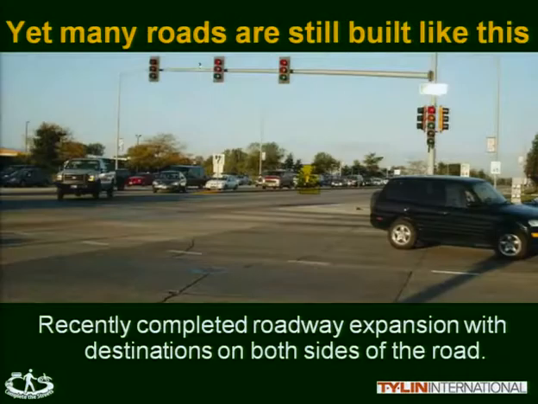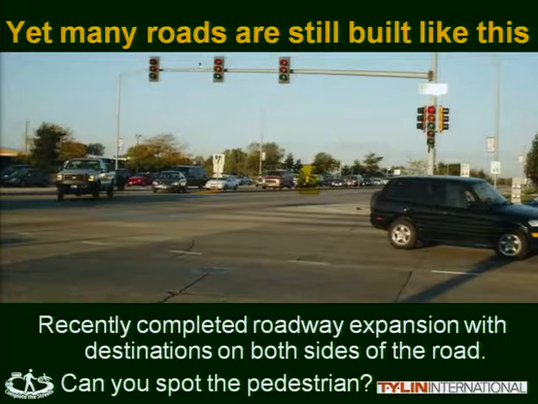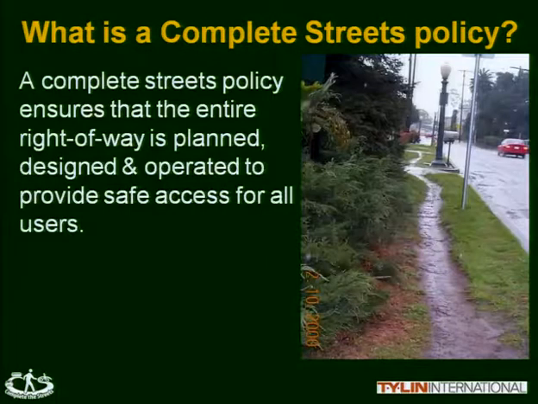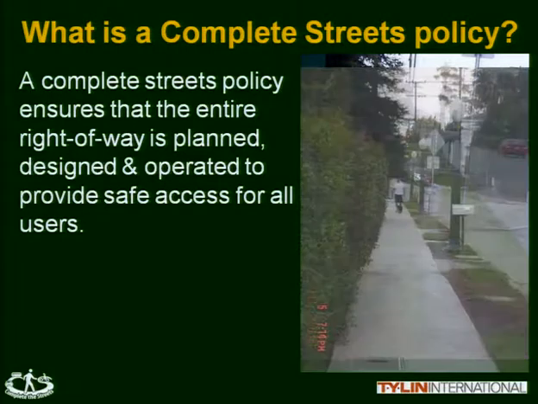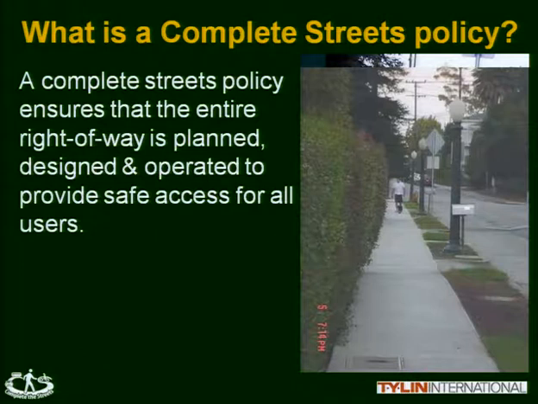But we still have streets like this. And can you find the pedestrian out there? Yeah, there he is. We think he's still there. Not sure. So a complete streets policy is one that makes our streets complete for everybody. And it makes a path turn into a sidewalk. You can do it by magic, or you can actually go out and make this happen.